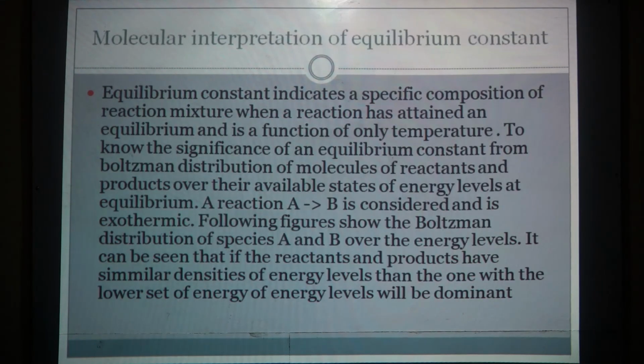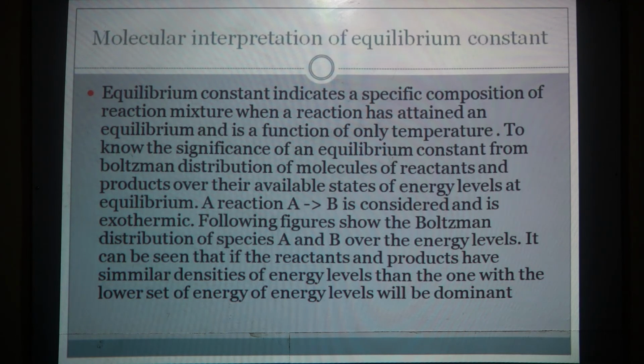Next, molecular interpretation of equilibrium constant. Equilibrium constant indicates a specific composition of reaction mixture when a reaction has attained an equilibrium and is a function of only temperature. To know the significance of an equilibrium constant, consider the Boltzmann distribution of molecules of reactants and products over their available states of energy level at equilibrium.